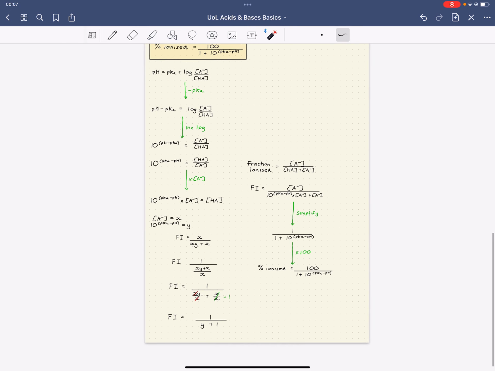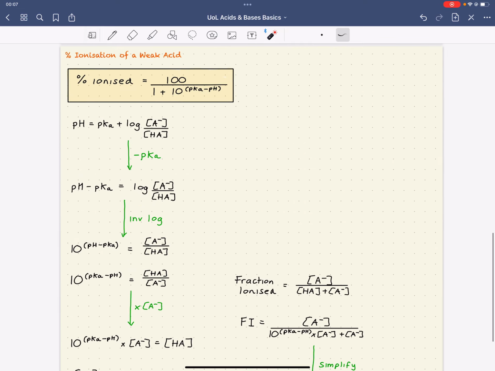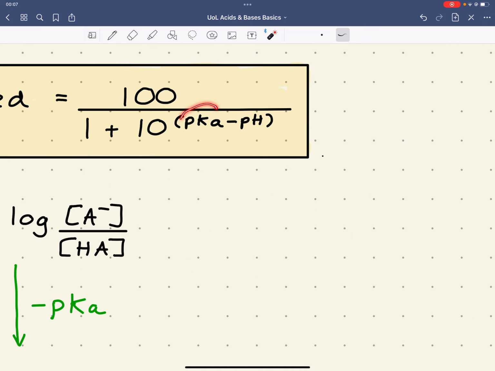So that there gives you an indication of how this very useful equation, percentage of an acid that is ionised at particular pHs, is derived. Just to say that if you wanted to work out the percentage of a weak base, the method of working this out is pretty much the same. And what you get there is this would be pH and it'll then be minus the pKa.